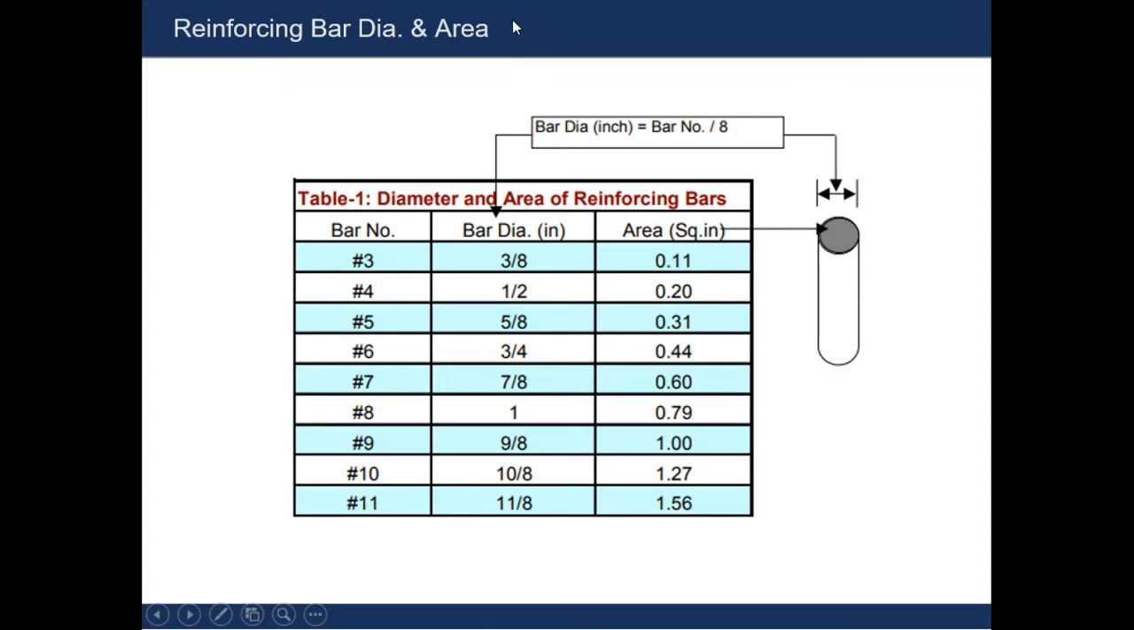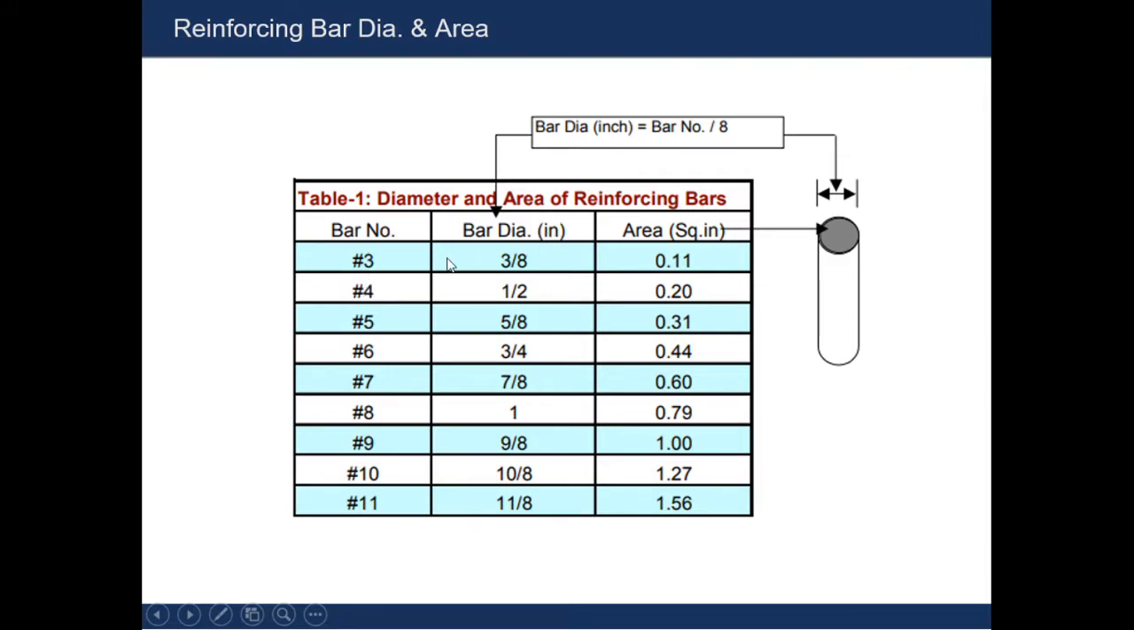So here is a chart for reinforcing bar diameter and area. We can use these bars in column design or any type of structural design. Number 3 bar, number 4 bar, number 5 bar, number 6 bar, number 7, 8, 9, 10, 11, up to number 11 bars.